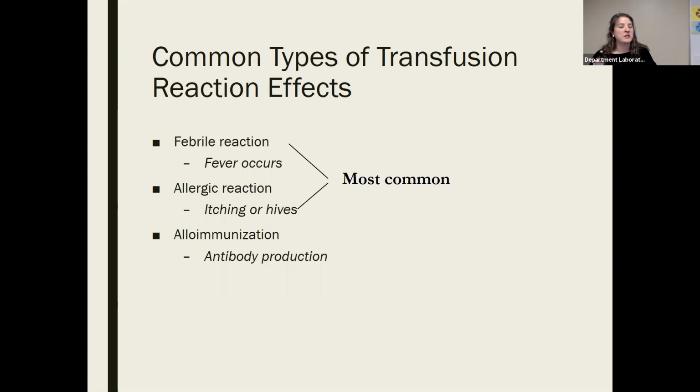And then an allergic reaction, the most common symptoms, the patient's going to complain of itching, or they might even have a rash start breaking out on their skin as well. And then, of course, alloimmunization. These patients have an increased risk of building an antibody when they're exposed to foreign donor cells.